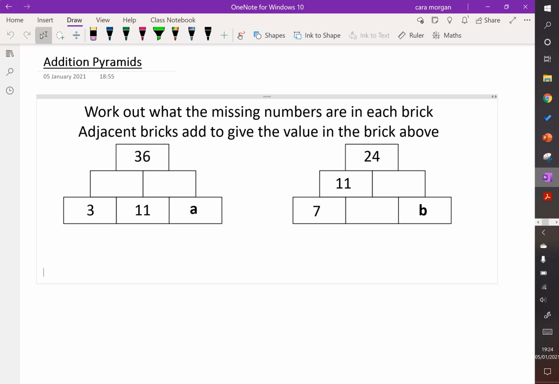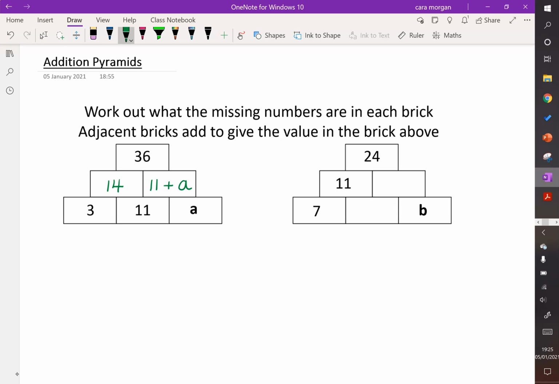So can you figure out an equation or equations that would enable you to find the values in the bricks that are empty? Now remember, our addition pyramids work by adding the two adjacent blocks to get to the one above. So if I was going to do the first one, for example, I've got 11 add 3, which is 14. I'm not quite sure what A is, but I know that if I did 11 add A, that would be the value inside that brick.